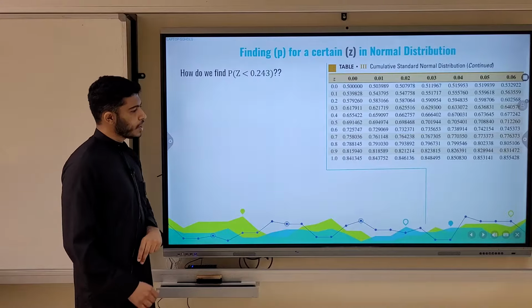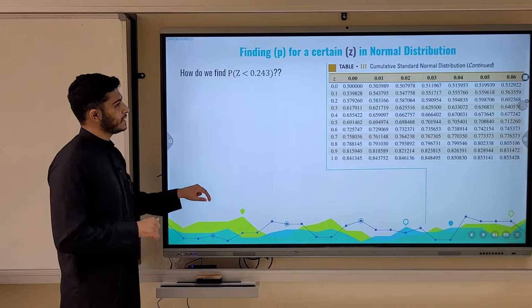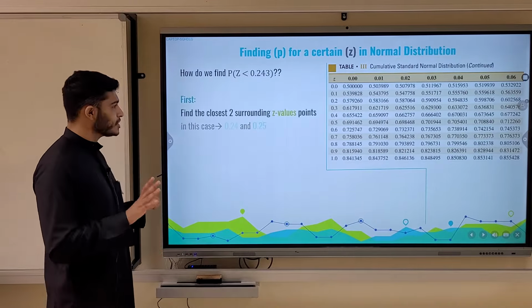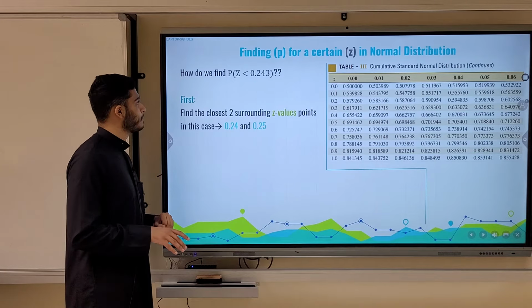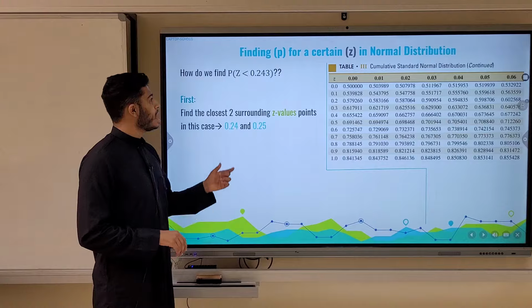So what do we do? We're going to use something called linear interpolation. We're going to see the formula later. Now, the first step we should do in this case, we look for the 2 surrounding numbers of this one. What do I mean?